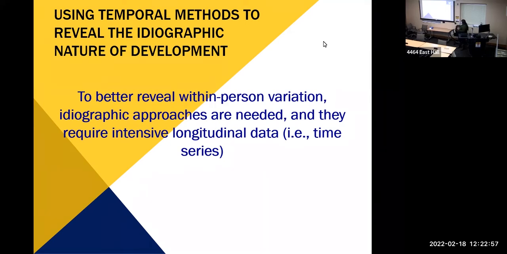This generally requires the use of what we call intensive longitudinal data, or time series data with upwards of 60 observations of the same individuals and the same variables over time. So I'm going to walk through two different studies that use time series data to make some idiographic inferences about development. And I'm not going to focus as much on the results, though I will show them to you, but rather on the types of questions we can ask, the type of data collection that's necessary to collect some intensive longitudinal data, and then also the analysis we use to analyze this sort of data.